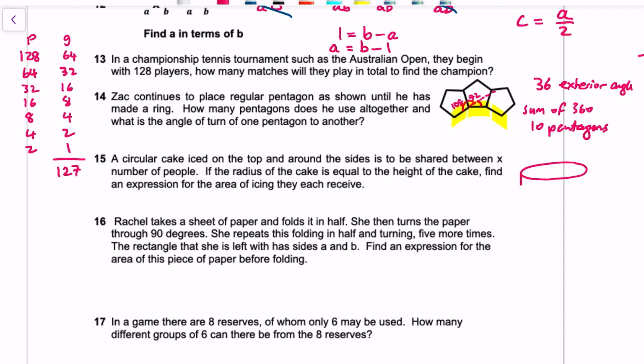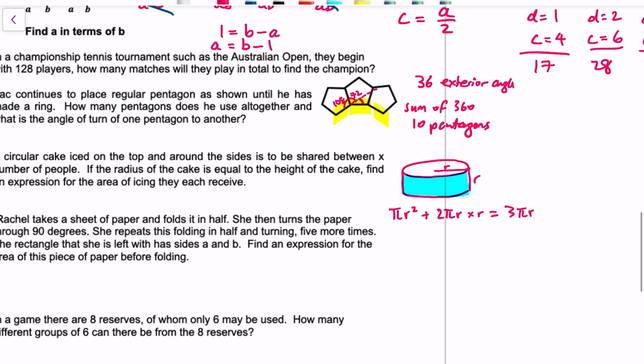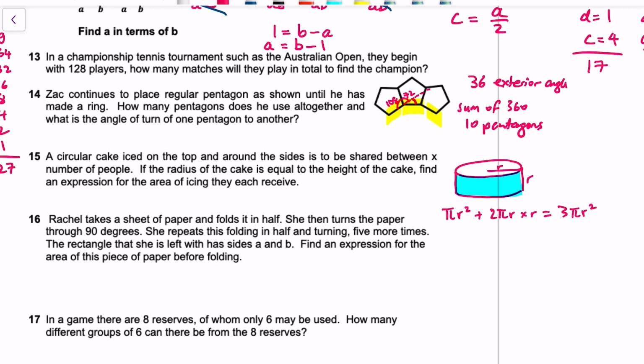So if we've got a cylindrical cake and we've got the radius here R, which is equal to that height there. The surface area of the top is pi r squared, it's a circle, and the surface area around the outside of the shape is the circumference of the circle, 2 pi r, times by the height r, because it's just a rectangle. If you have a can and you pull the label off the can, so that's equal to 3 pi r squared. That's the total surface area of icing, and then we're sharing it between X people, so each person gets 3 pi r squared all over x.